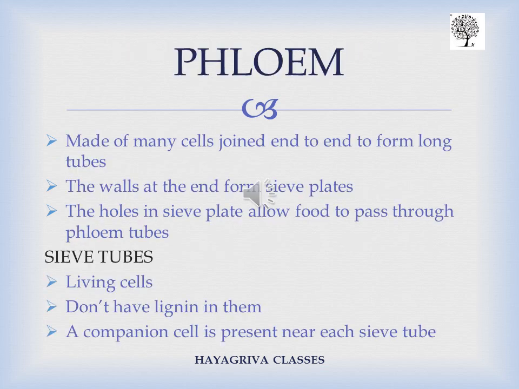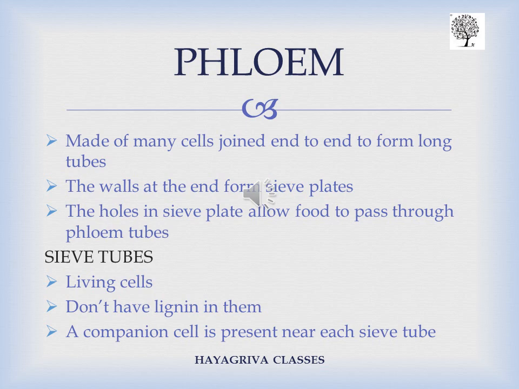So now we are coming to the phloem. The phloem is actually made up of, just like the xylem, many cells joined end to end to form long tubes. But the end walls of the cells which form the phloem are not broken down completely, but you have sieves. Sieves means something with small holes in it.